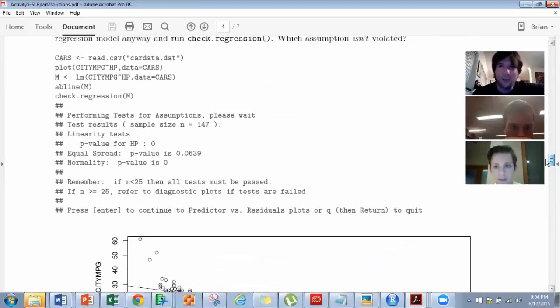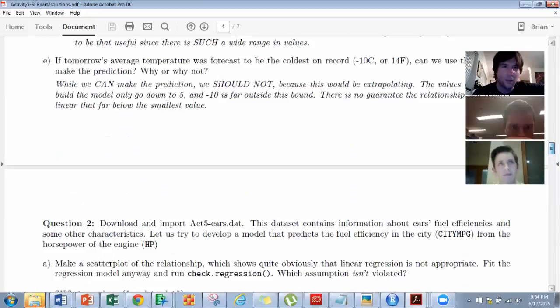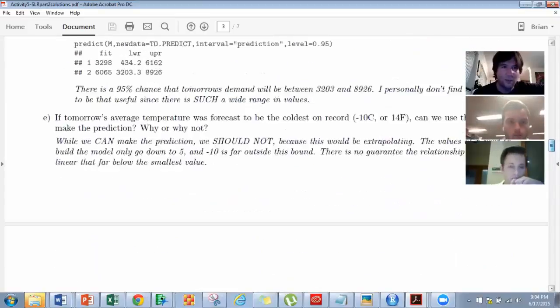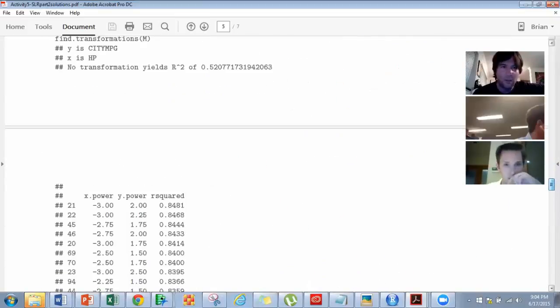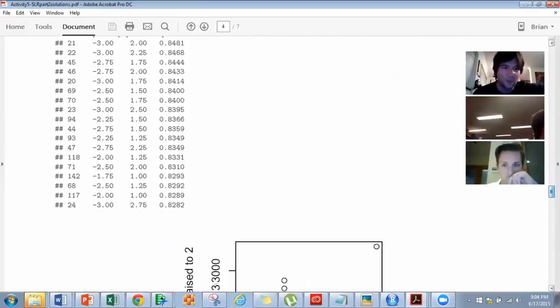I never like anything saying 0 for a p-value. That's probably one of my biggest pet peeves, if something says 0 for a p-value, because it shouldn't be 0. Just tell me how many decimals it has. I'm cool with that.